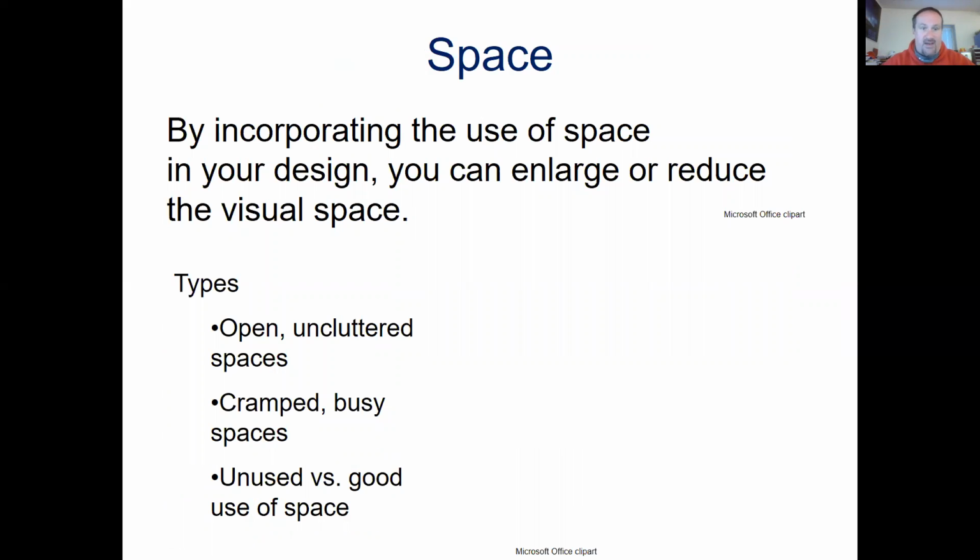Space: by incorporating the use of space in a design, you can enlarge or reduce the visual space. We have three types. We have open, which is uncluttered spaces. We have cramped, which seems like more busy spaces. And then we have unused versus good use of space.